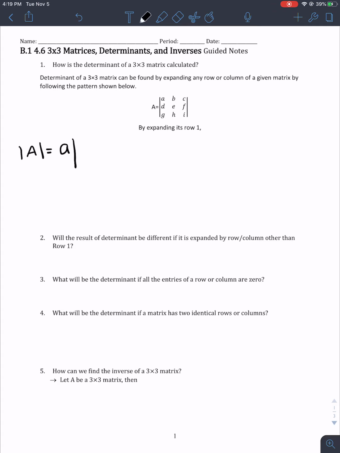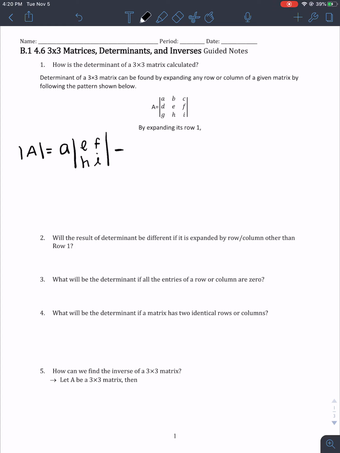Now you're going to get rid of, I'm going to use different colors here so hopefully you don't get too lost. So you're going to take what's not highlighted. So now you're going to take the determinant of E, F, H, and I, and then you're going to subtract it from the second element.